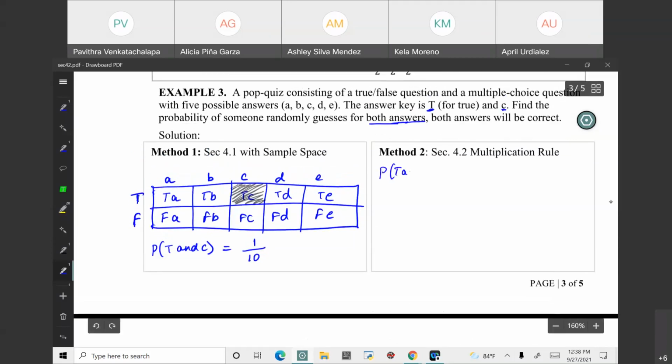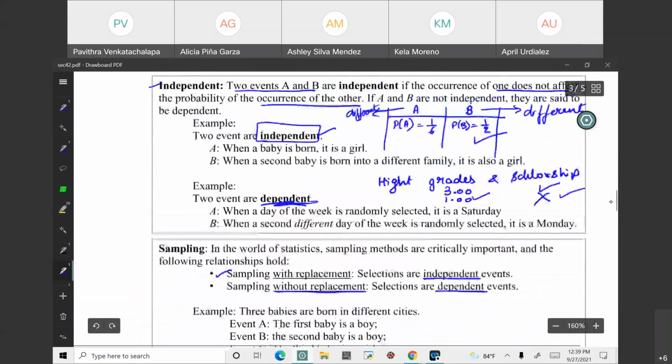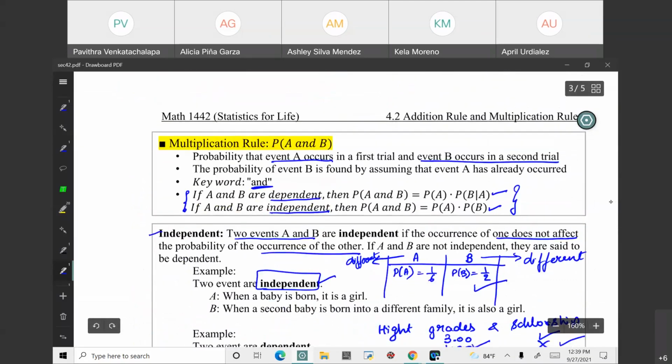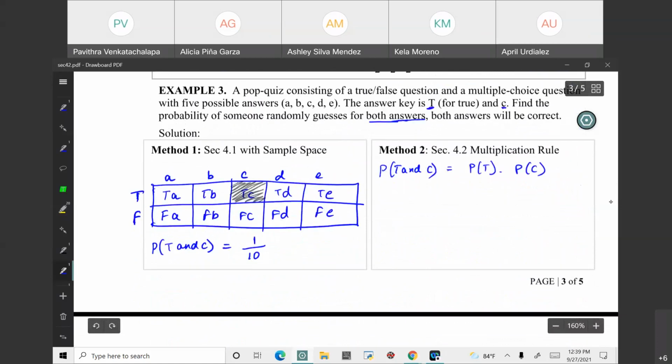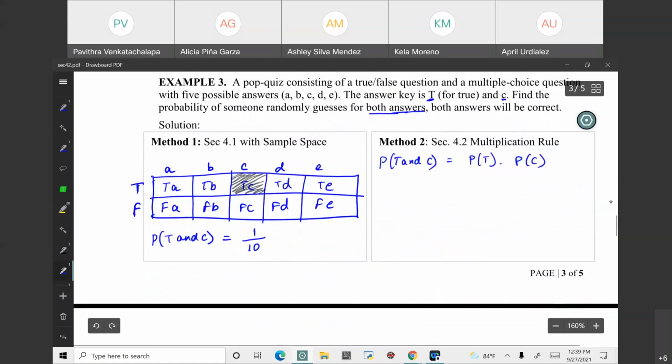P of T and C is equal to probability of T times probability of C. How did I get this formula? From here. Assuming that the events are independent, you can choose this formula. Probability of A and B is probability of A times probability of B. Now what is the probability that it can be true?